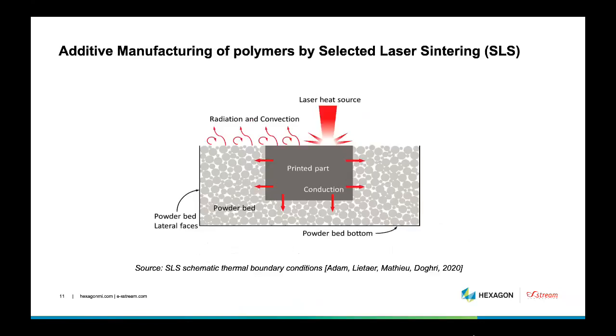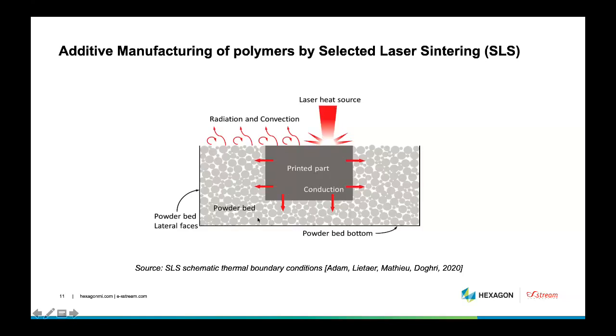Now I take another example of a manufacturing process and the resulting microstructure that it creates and that we are able to numerically predict: additive manufacturing of polymers by a process which is called selective laser sintering, which is one of the most popular, most used processes in the additive manufacturing of polymers. So this is a schematic representation of this process.